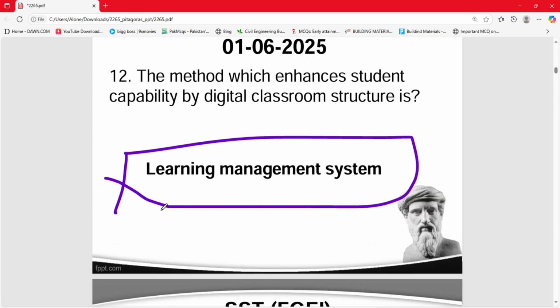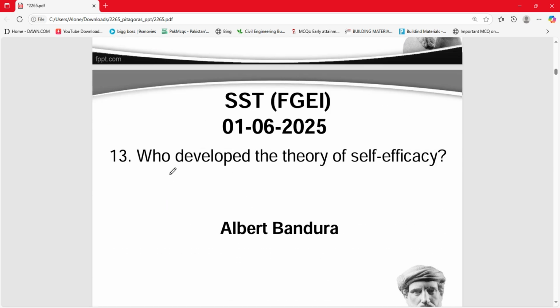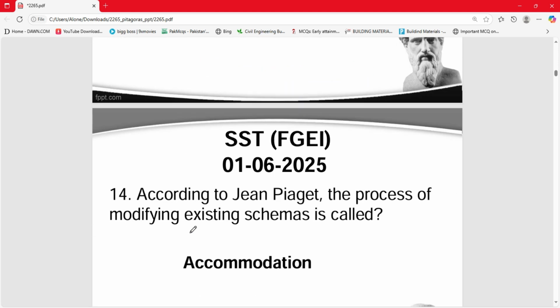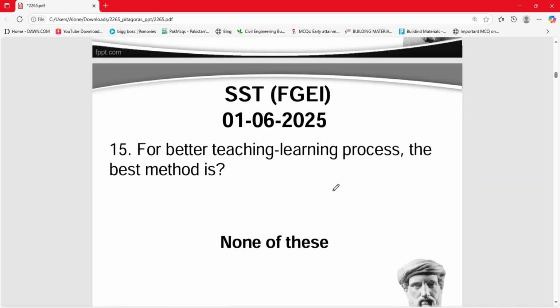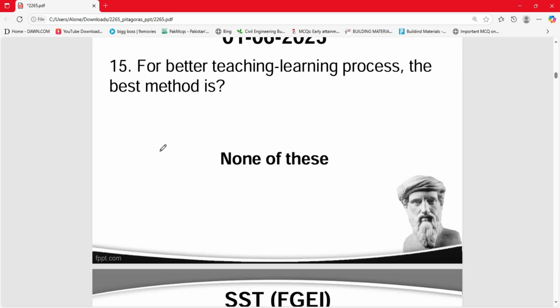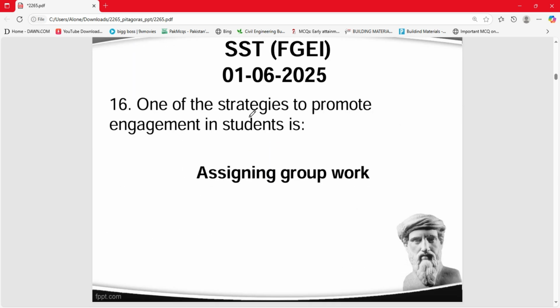Our next question is, who developed the theory of self-efficacy? Albert Bandura is the right answer. Our next question is, according to Jean Piaget, the process of modifying existing schemes is called accommodation. Our next question is, for better teaching learning process, the best method is, and all the options given in the exam were not correct. So the right answer was D, none of these.